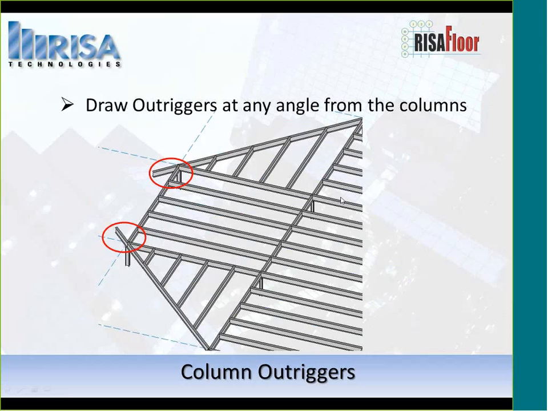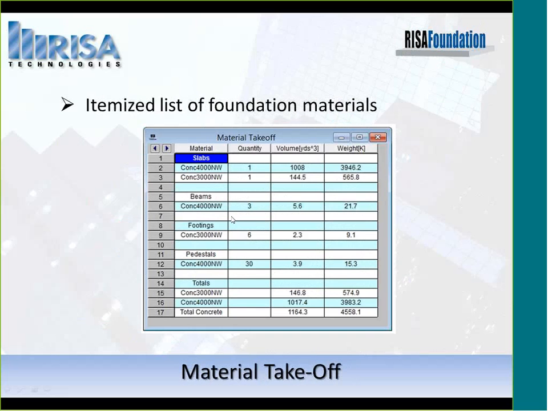They don't have to be the same exact shape. So this is a wide flange picture I'm showing, but this could be a tube coming out. This could be an angle, whatever you needed it to be there. So it gives you a lot more flexibility for using outriggers than cantilevers.